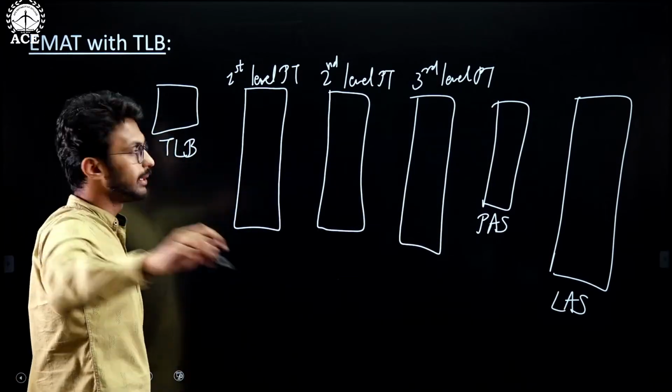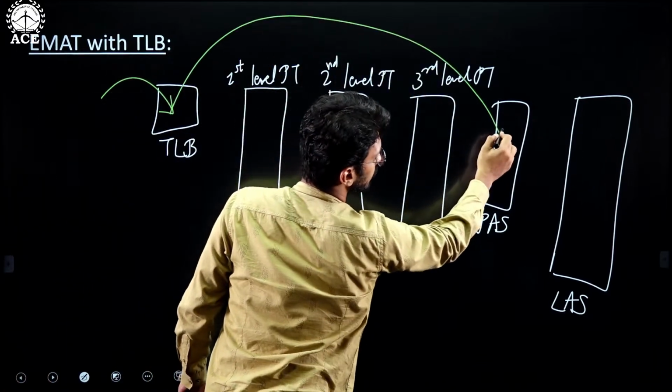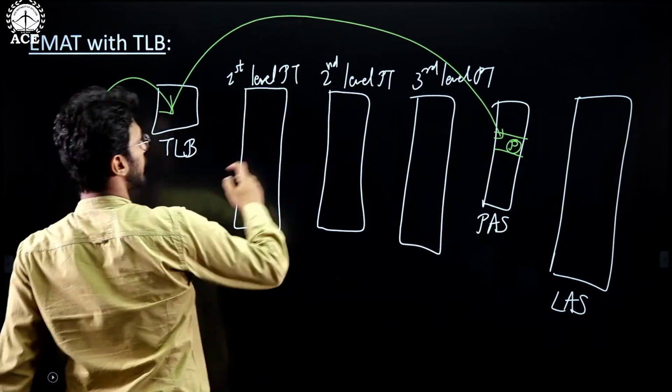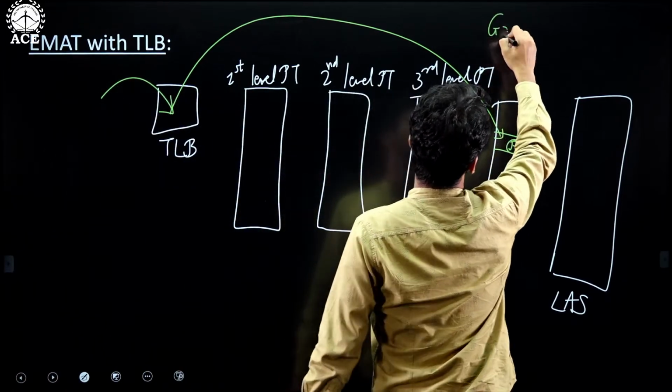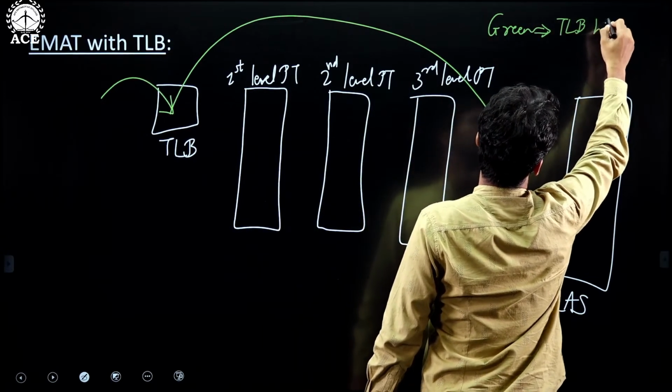Okay, done. So if you observe this one, let me take green color. Green color for what? TLB hit. You access TLB, you access the actual page. Done. So green color is for what? Green color indicates TLB hit.